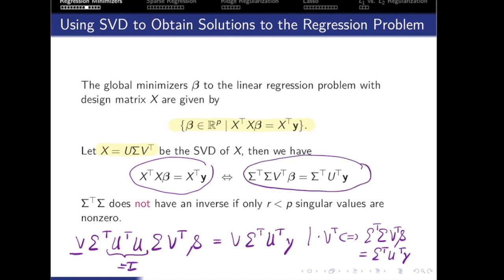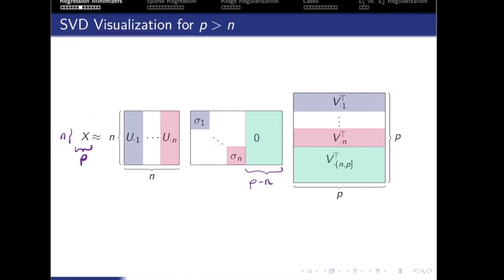And here we do not get necessarily any further, because sigma transposed sigma, for the case that n is smaller than p, is definitely not a diagonal matrix which has only non-zero elements on the diagonal. So this is a problem here. We have no inverse for this matrix if n is smaller than p. But of course, what can also happen is that we have fewer than n singular values. So if we look back at this decomposition here, then we have at most n non-zero singular values here.